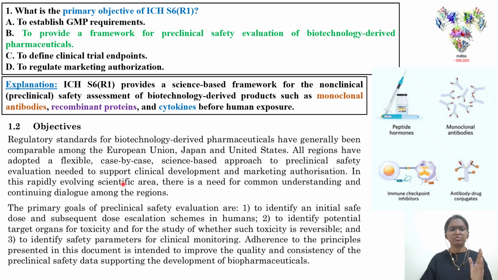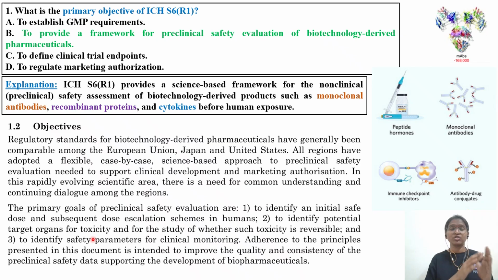So we will quickly go through the primary goals of this preclinical safety evaluation. The first is to identify an initial safe dose and subsequent dose escalation schemes in humans. So for these biotechnology-derived products, how to decide the first-in-human dose? Before phase one initiation, what will be the starting dose that you can get from this type of guideline. Next, it will guide you to identify the potential target organs for toxicity.